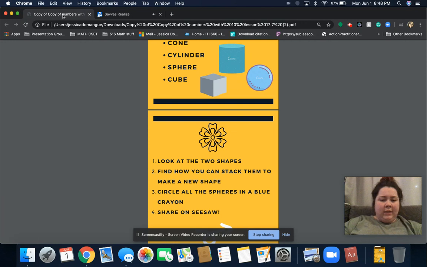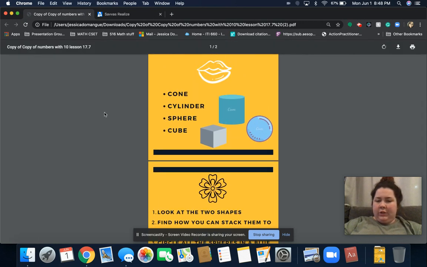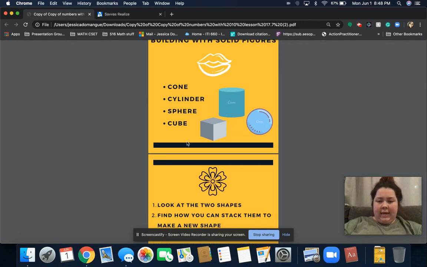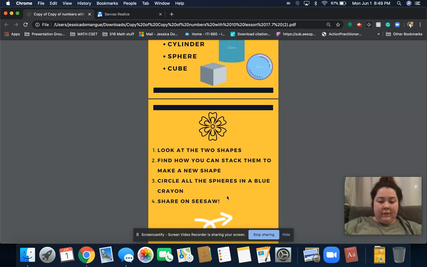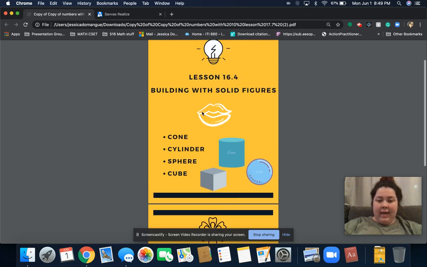All right, scholars, that was a lot of information at once. So what we're going to do is just see how we can stack some shapes to make new ones. And then you're going to circle all the spheres in a blue crayon. That's your job today in your black workbook for lesson 16.4.